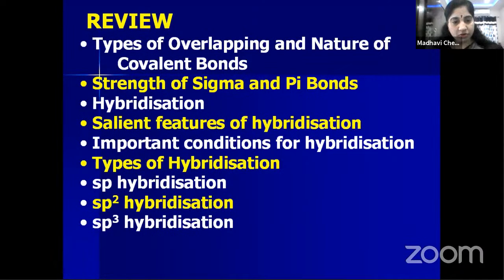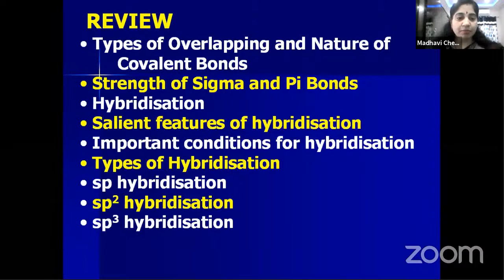Next, in sp2 hybridization, what is sp2 hybridization? When one s orbital and two p orbitals intermix together, they give three sp2 hybrid orbitals. These three sp2 hybrid orbitals have similar energy and similar shape. An example for sp2 hybridization, boron trichloride, BCl3, we have seen, children. What is the shape of boron trichloride? Trigonal planar shape, and the angle is 120 degrees, right?